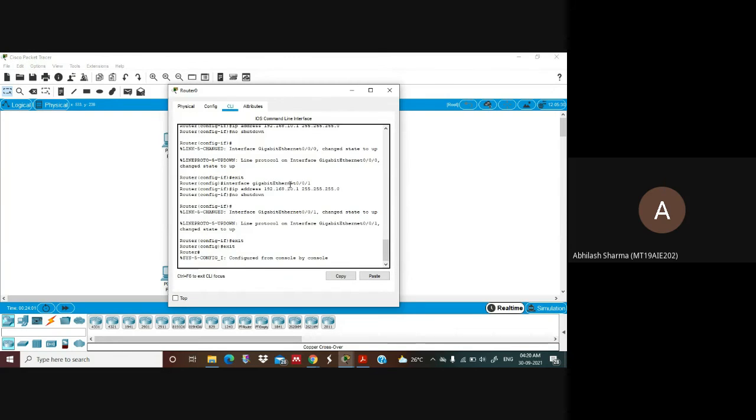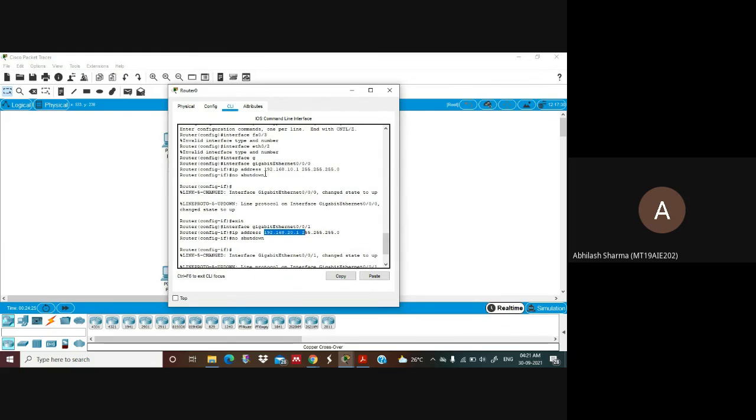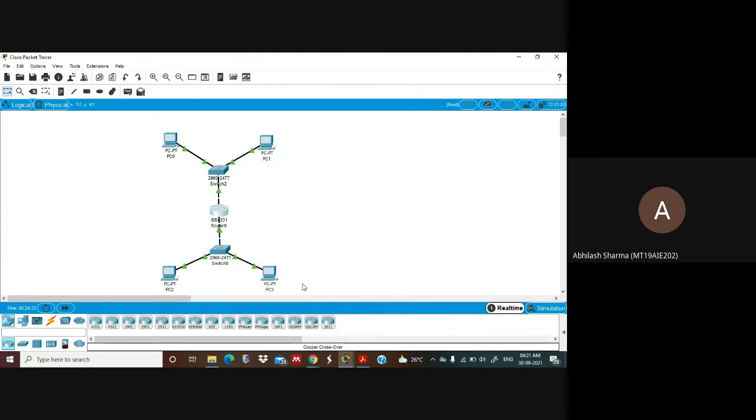I'll quickly see the CLI, if it shows. Okay, so we have configured interface GigabitEthernet 0/0 and 0/1. Both the interfaces we have configured, and we have given them an IP address: 20.1 for this one, and 10.1 for this one. This is up. Okay. We'll try to ping it. That will be part three of this question.